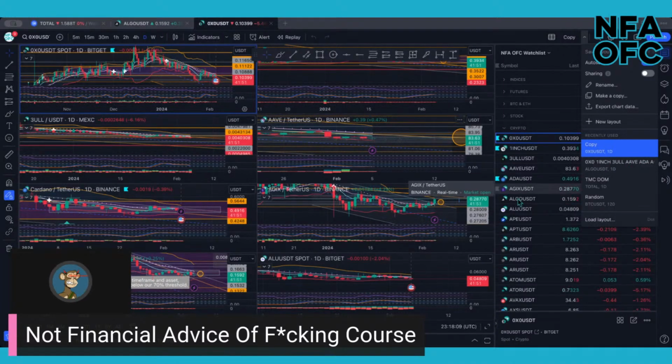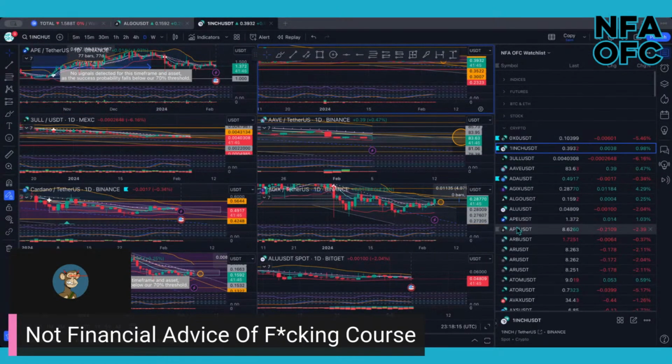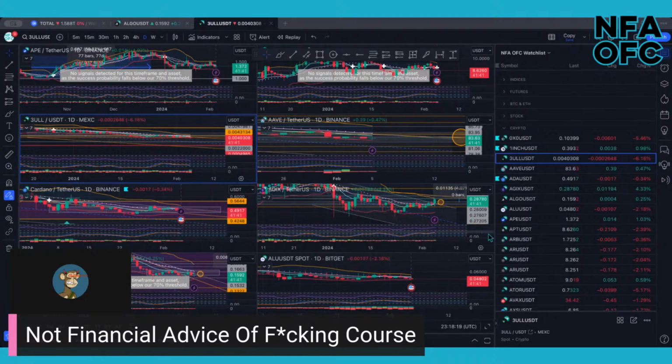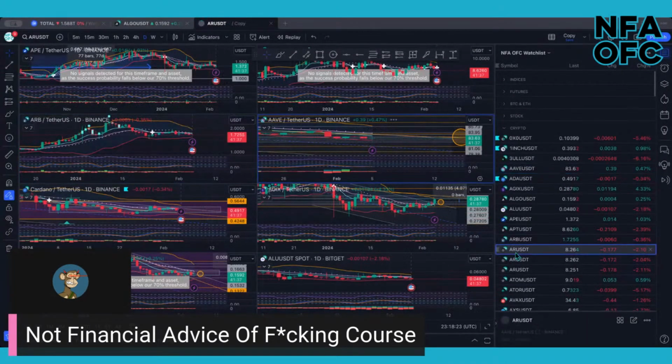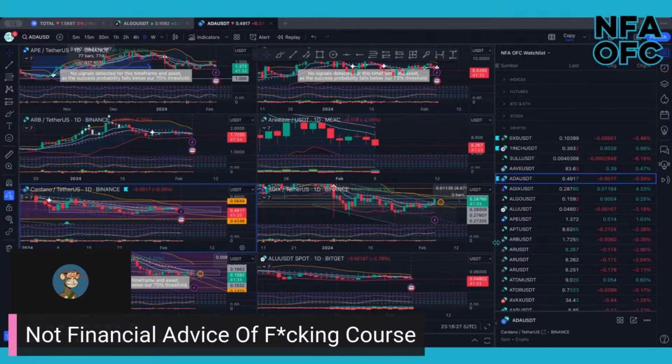So we left off on the ALU, so this one's going to become APE, APT, ARB, ARU. I've got 2 areas on there, 3 on there. Interesting. Must have really liked it.